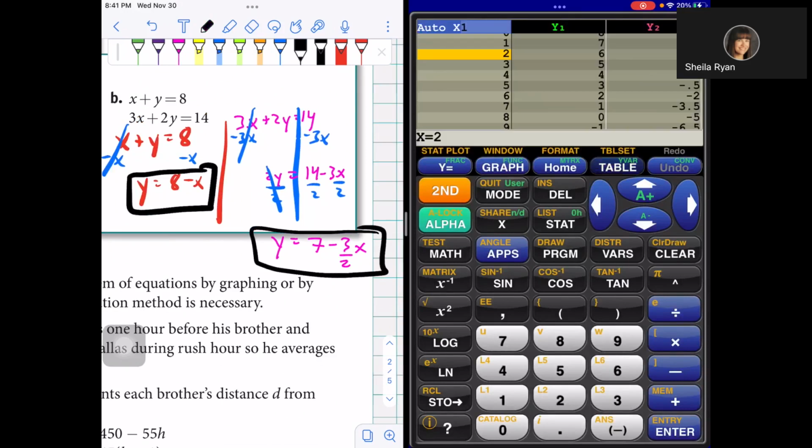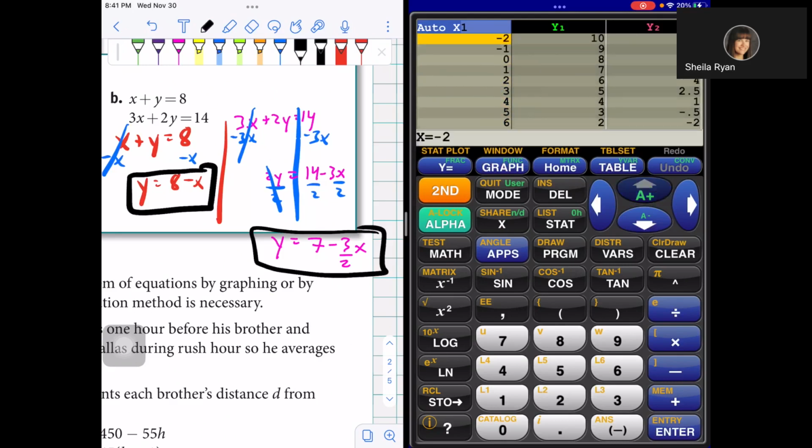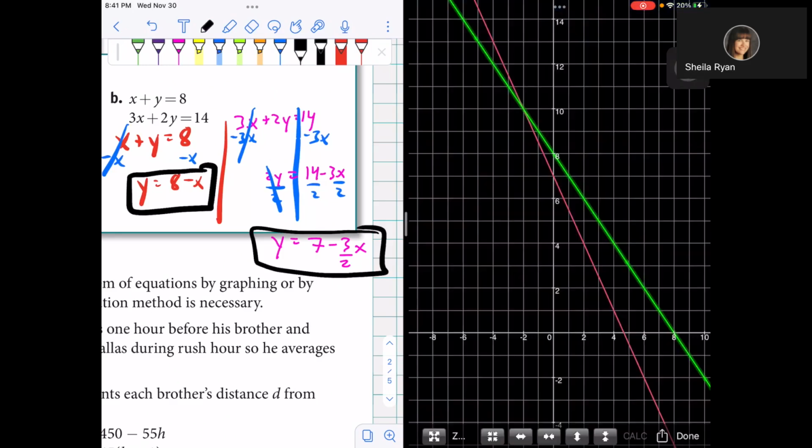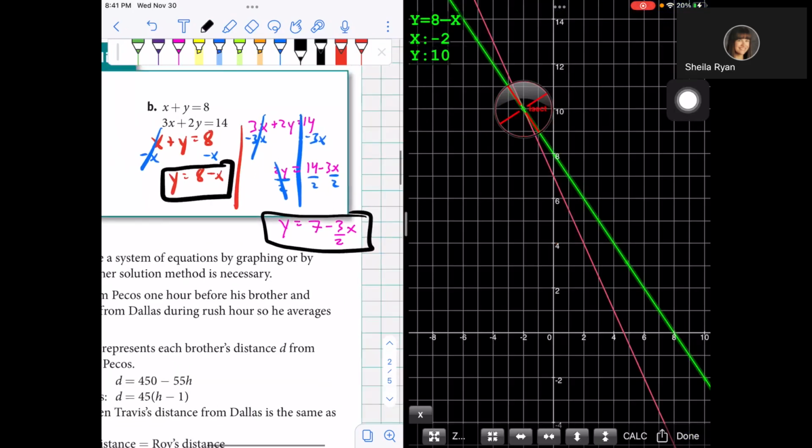And let's see if we can see in the table again where it's matching up. Right here, negative 2 and 10, negative 2 and 10. And when you look in the graph, there's the intersection, negative 2 and 10. So that would be our solution.